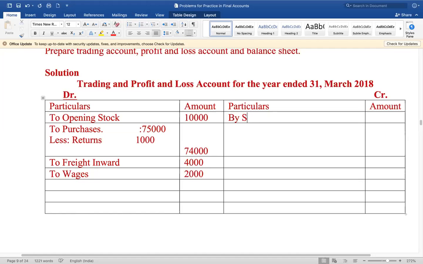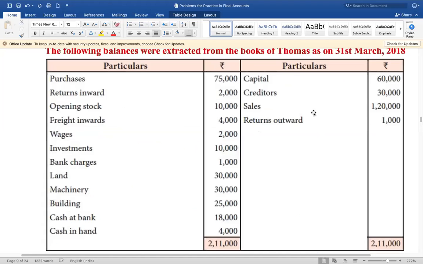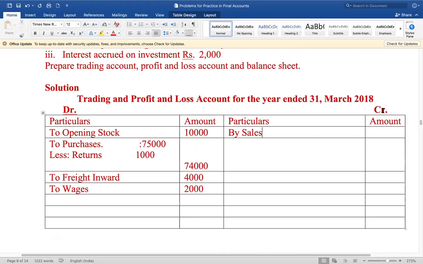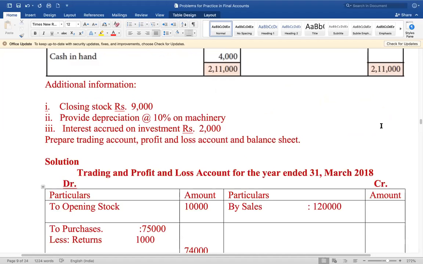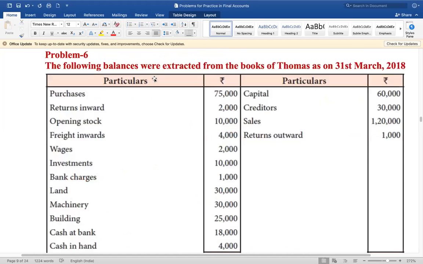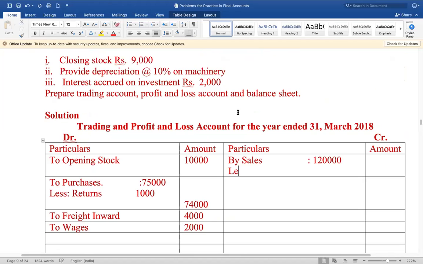By sales. What is the amount of sales? The sales amount is 1,20,000. Is there any adjustment? Yes, there is an adjustment, so we will write this in the inner column of the particulars column. 1,20,000 is the sales volume, and there is a return. Returns inward is sales returns. Less returns 2,000.